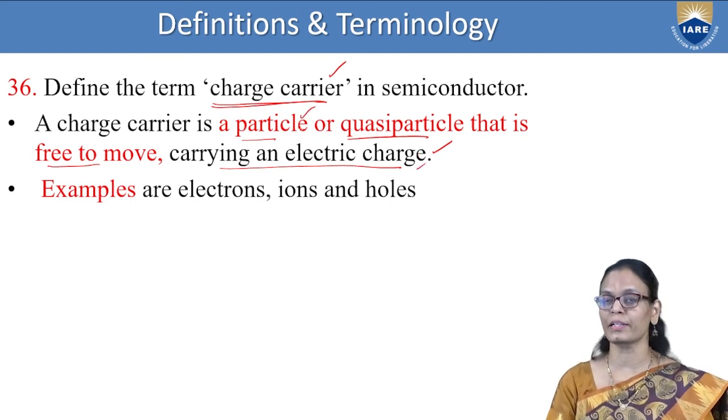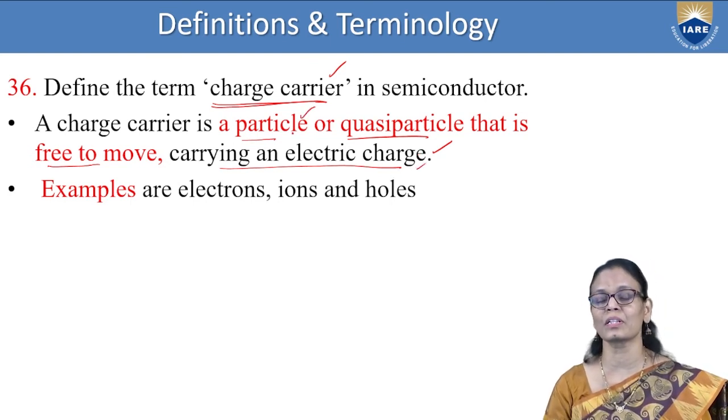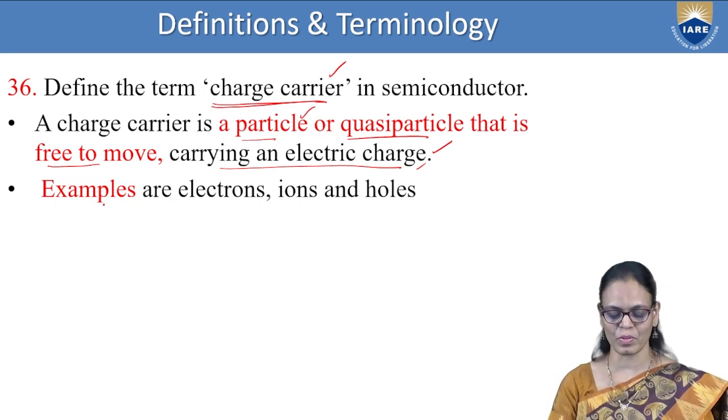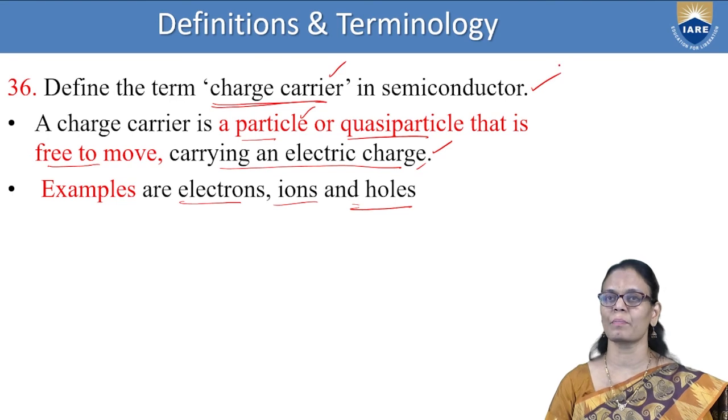So what is the charge carrier? What is that particle? It can be an electron. If you are talking about a semiconductor, it can be both holes as well as electrons. So examples can be electrons or ions or holes. These will be the charge carriers in semiconductors.